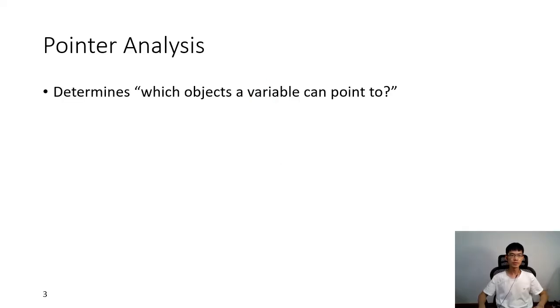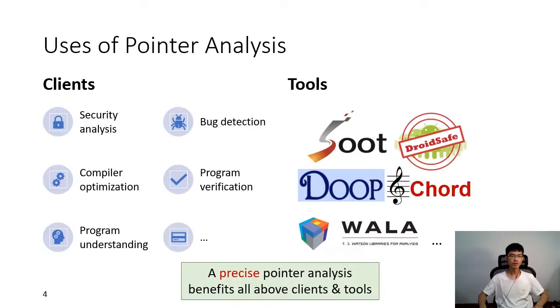Pointer analysis is a fundamental static analysis that determines which objects a variable can point to during runtime. As a fundamental analysis, pointer analysis is used by many clients and implemented in many analysis tools. So precise pointer analysis can benefit all these clients and tools.